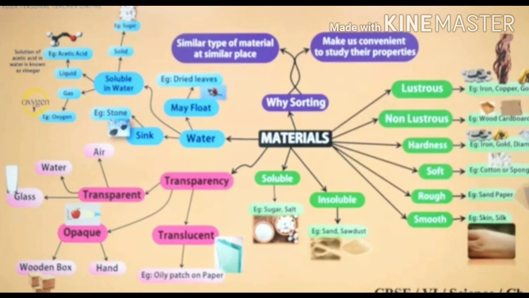Then hardness. Materials that are very hard and cannot be compressed easily. Example, brick, iron rod. Now the materials which can be compressed easily are called soft. For example, cotton. Rough materials are those which are rough to touch, like sandpaper. Whereas smooth materials are those which are smooth to touch, like silk.